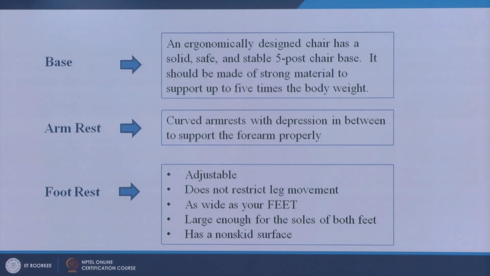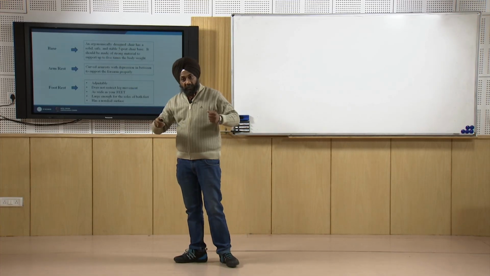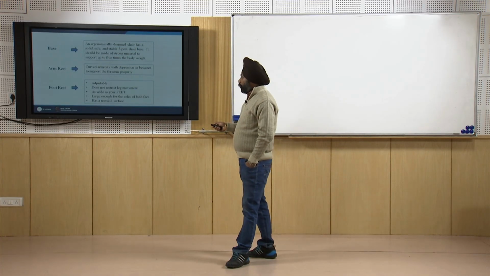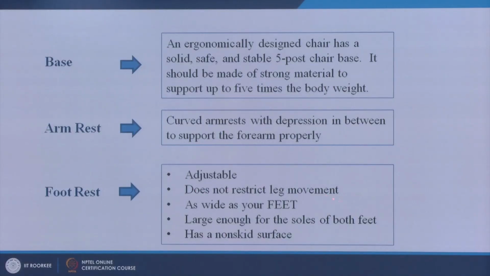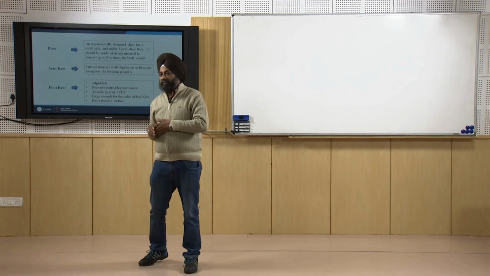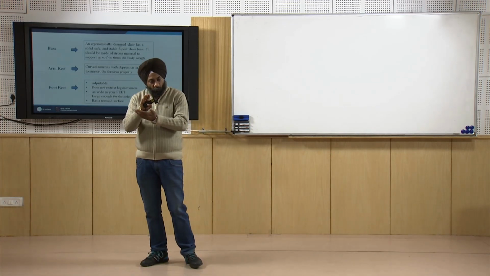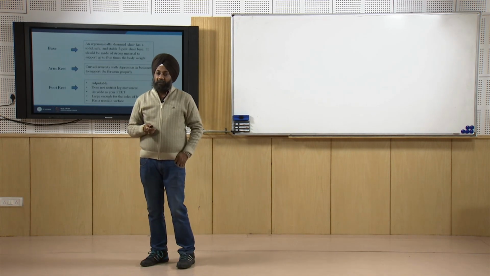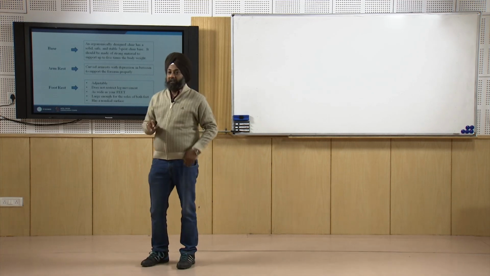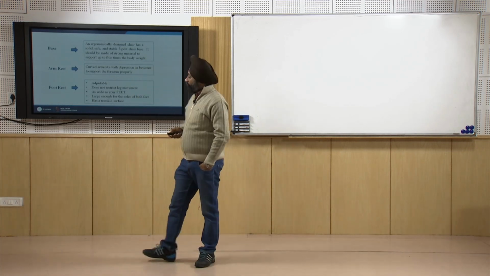Now the armrest: a curved armrest with a depression in between to support the forearm properly. Maybe this will help in the proper design of the armrest. Footrest: it should be adjustable, not restrict leg movement, be as wide as your feet, large enough for the soles of both feet, and have a non-skid surface. If you see the accelerator or the brake pedals in an automobile, they have a non-skid surface. So your foot will not skid on that pedal. Similarly, the foot should not slide on the surface of the footrest.